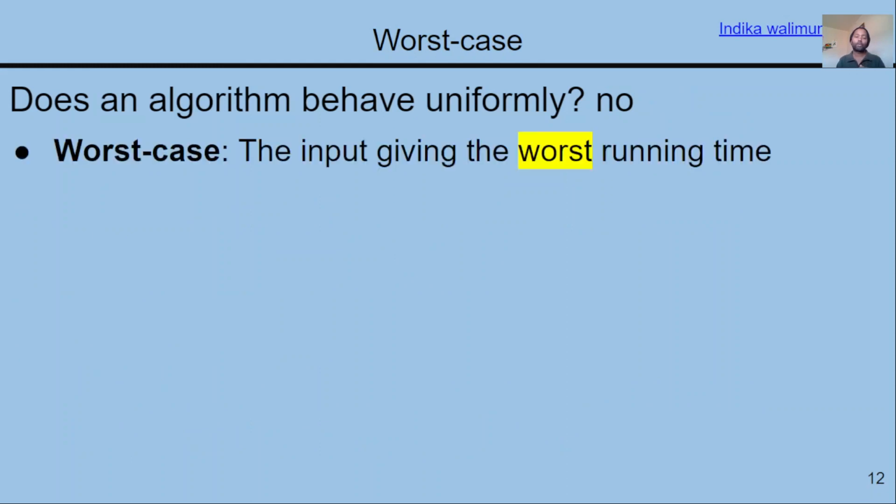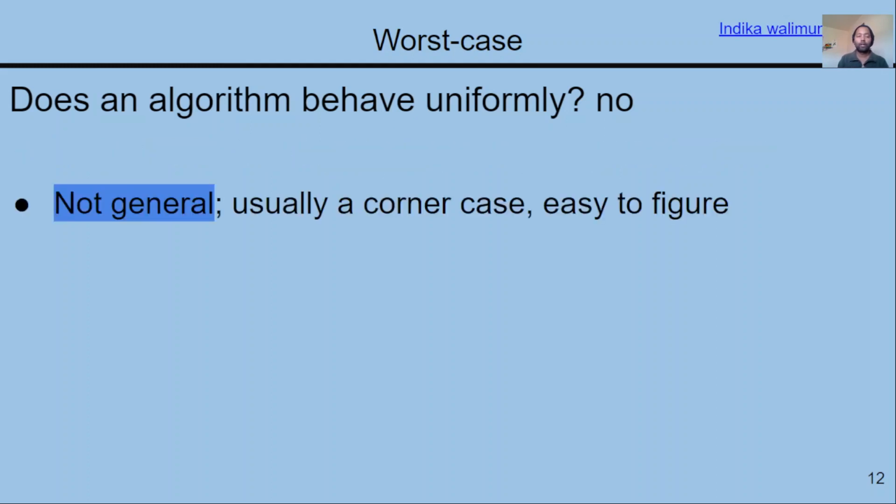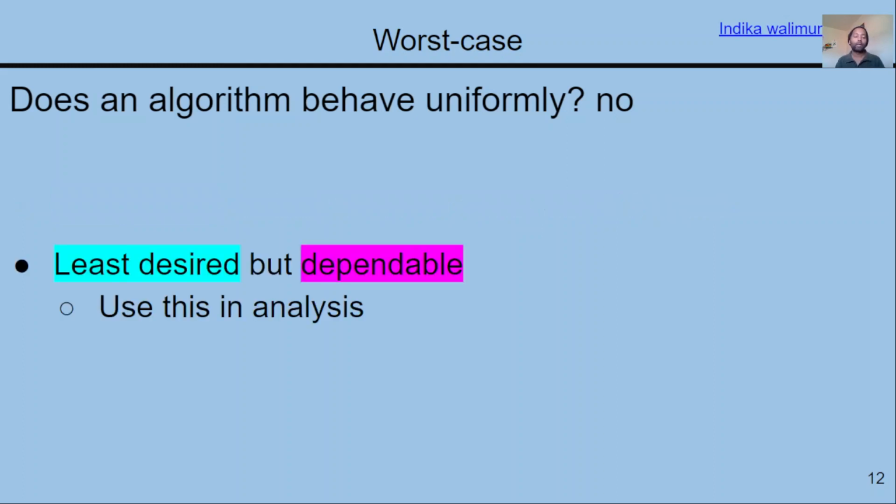So let's talk about the worst case. It's basically the input situation that's giving the worst running time. It's again not the general scenario. It could be a corner case and it would be easy to figure out as well. But it's the least desired. We don't want the worst case running situation on an algorithm, but the analysis is dependable.